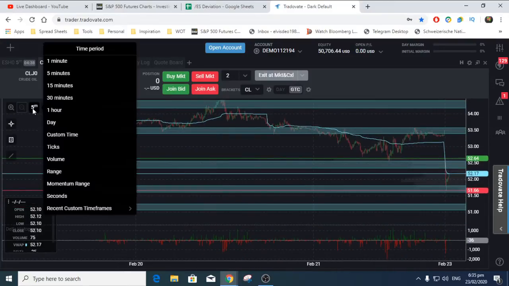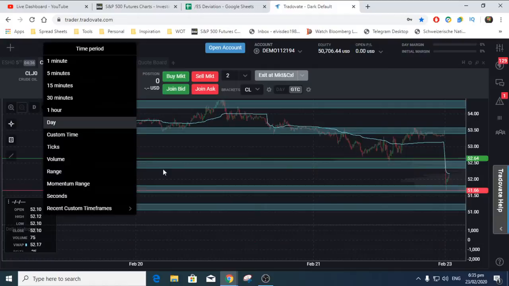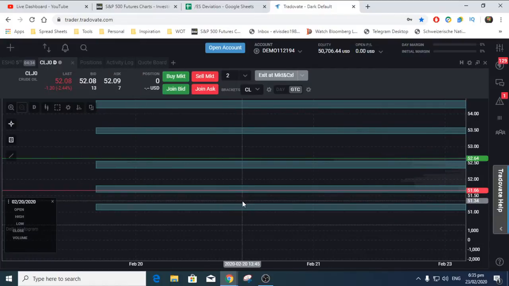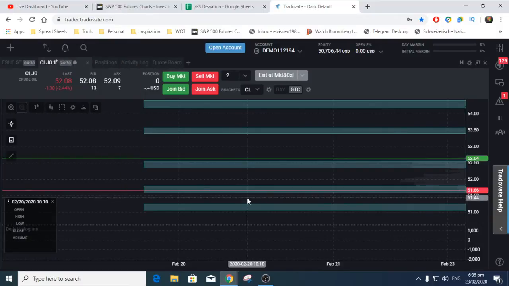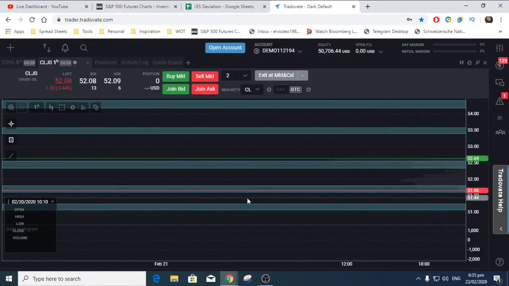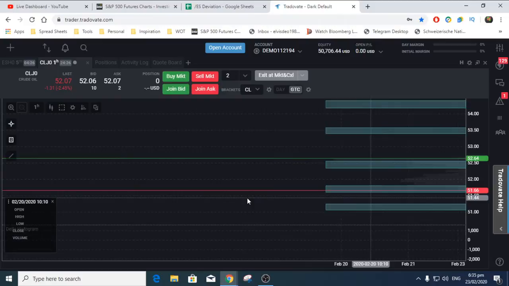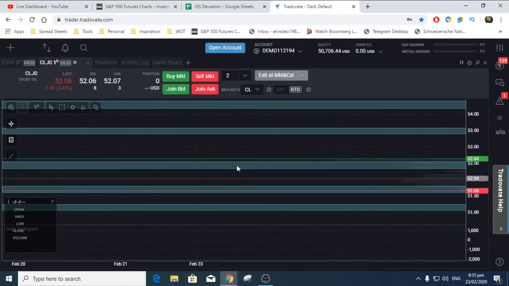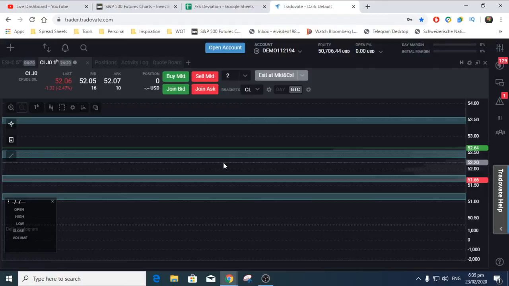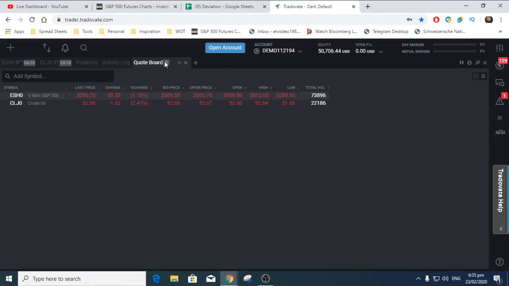Let's go to the chart. Oh, I don't have the data on this 1 hour chart. Data doesn't want to show up. Right now it's at 51.66, I think is the quote. 52.01.